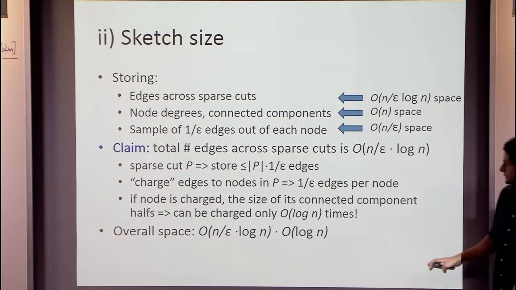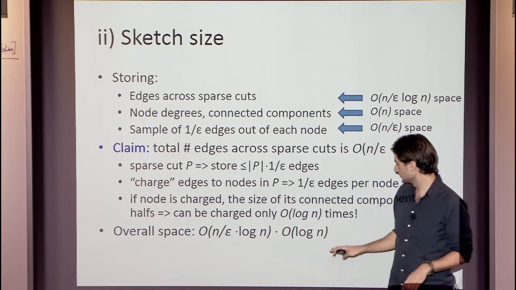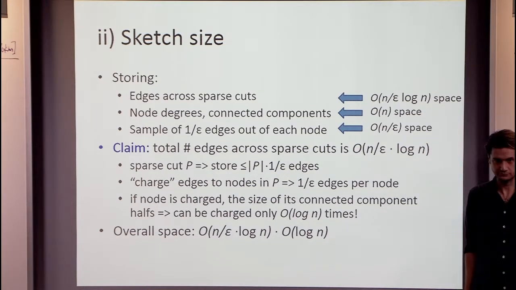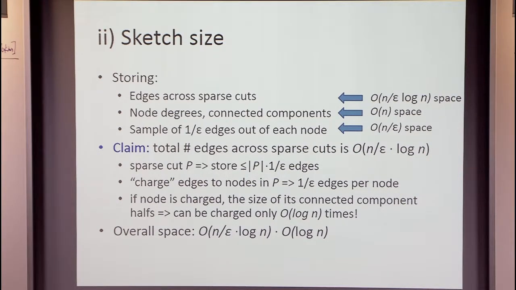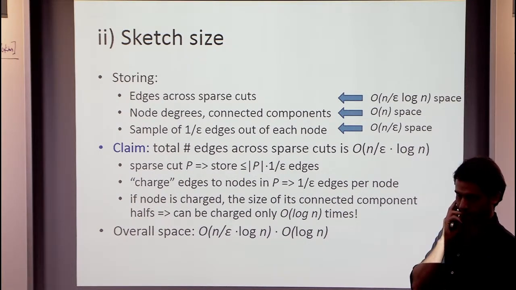So overall space is essentially just summing up everything. It's n by epsilon times log n, and this log n is just for the guessing part. So guessing the value. Make sense? Questions? Is that 1/epsilon edges after you remove the sparse cut, or in the original graph?